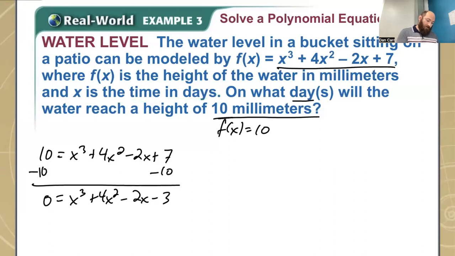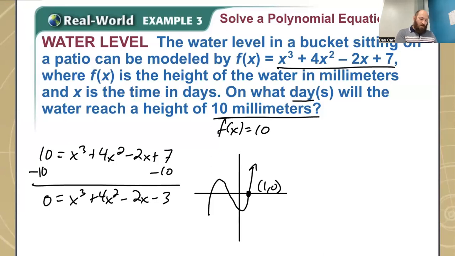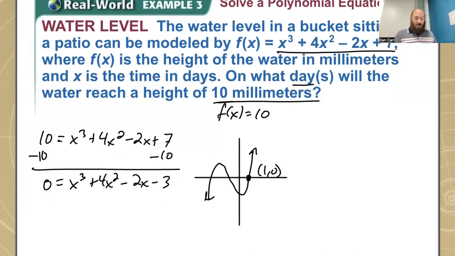So from my graph, let's do a very rough sketch here. It was up, down, up, and it's crossing here at 1, 0. Okay, so because of that being my 0 in this case, I just solved when this equals 0, and that's the only value I care about. I don't care about either of these two. So what that means is, x is the time in days.